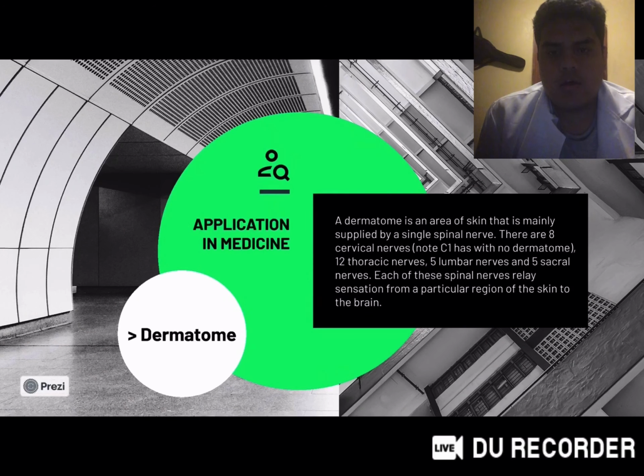Now, application in medicine. A dermatome is an area of skin that is mainly supplied by a single spinal nerve. There are 8 cervical nerves. Note that C1 has no dermatome. There are 12 thoracic nerves, 5 lumbar nerves, and 5 sacral nerves. Each of these spinal nerves relays sensation from a particular region of the skin to the brain.